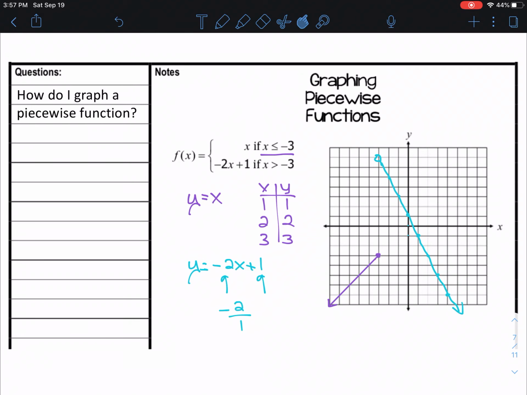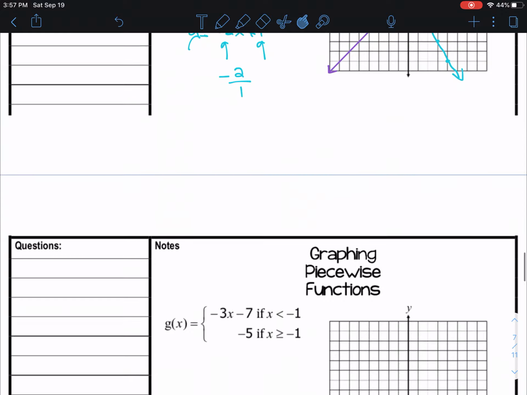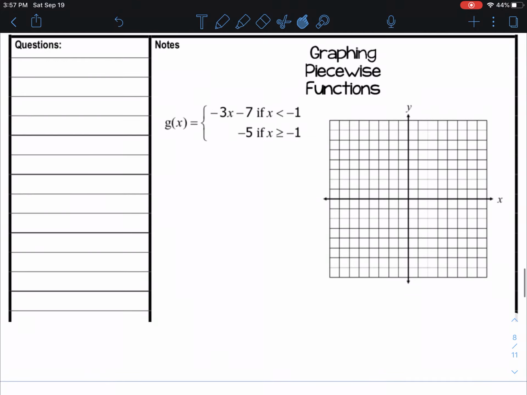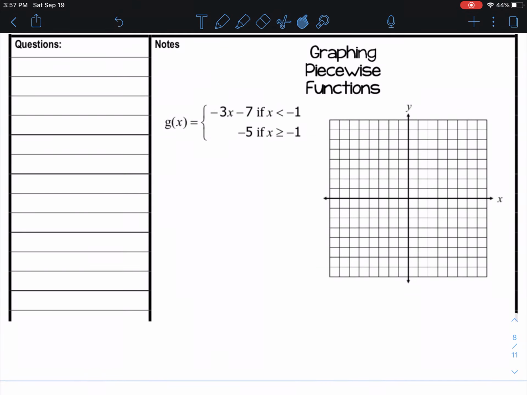Okay, in our previous lesson, we talked about graphing piecewise functions and evaluating piecewise functions, and we left off at this problem right here. So we're going to continue and get some practice with graphing piecewise functions. So I'd like to tackle this problem. I'm going to zoom in here.